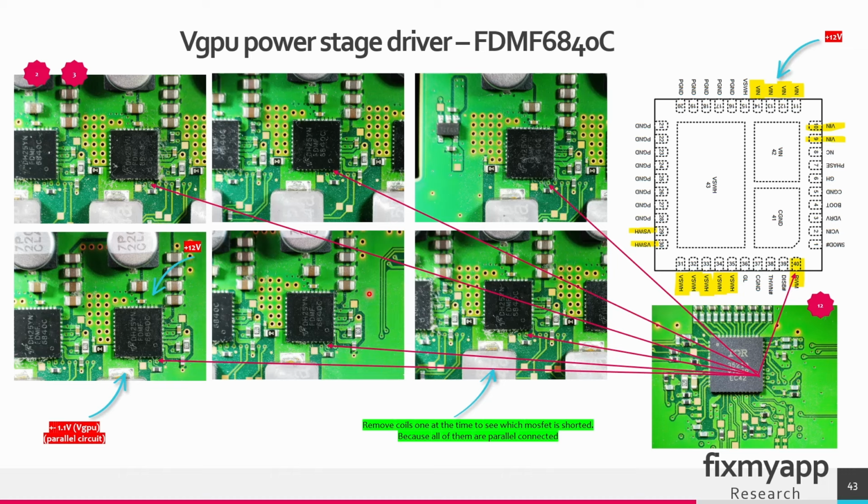Why do we need 6 stages to generate the GPU voltage of 1.1 volts? Because more phases help in distributing the load more evenly. Also, by having multiple phases, the ripple effect, so the voltage fluctuations, is reduced. So it leads to a more consistent power supply.